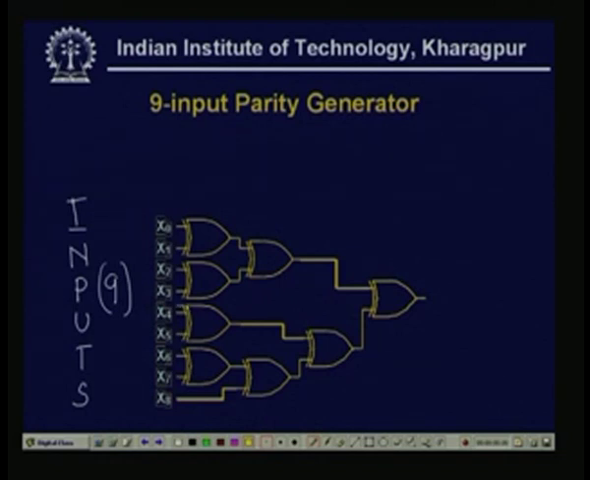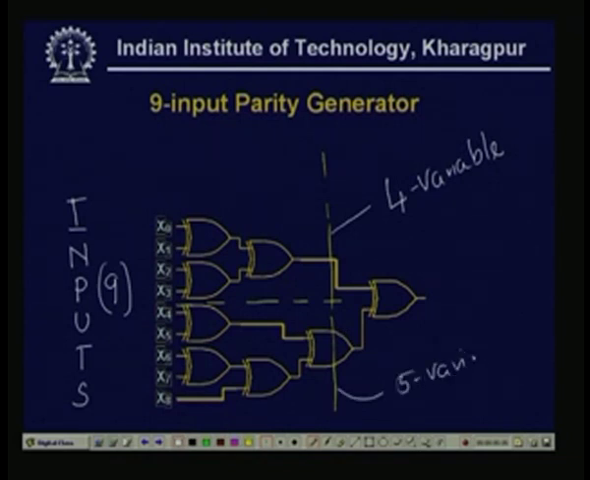So, if we partition the circuit, this is a 4 variable XOR and the lower portion is a 5 variable XOR. And then again another 2 input XOR has been used, which is producing the output Z, the odd parity. It is generating my odd parity.